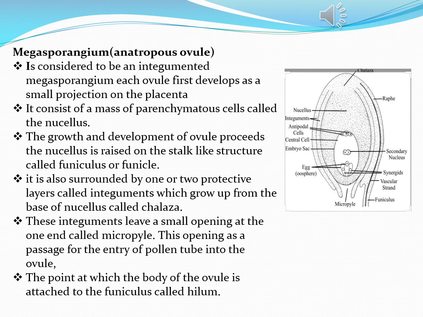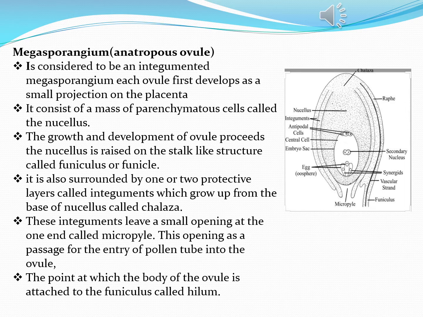These integuments leave a small opening. The integuments are a protective layer which start from the base of the nucellus, that is what we call the chalaza, and they do not completely cover the entire ovule. They leave a small gap, and that opening you are calling the micropyle.